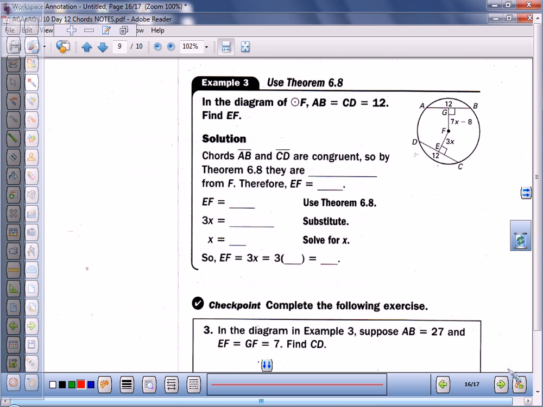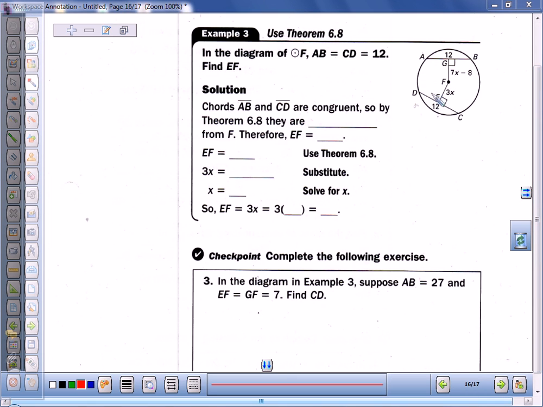Okay, so let's take the same picture up here, but this time they're telling us that AB is 27. And EF is equal to FG, or GF, which is 7. So this is equal to that. So what do we know that AB and DC are? Congruent. Good. 27. If the distance between the center and a chord is equivalent to the distance between another center and a chord, then those chords are congruent. It's worded weird, I know, but the question is kind of obvious.